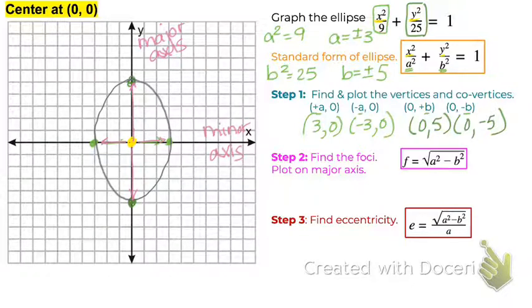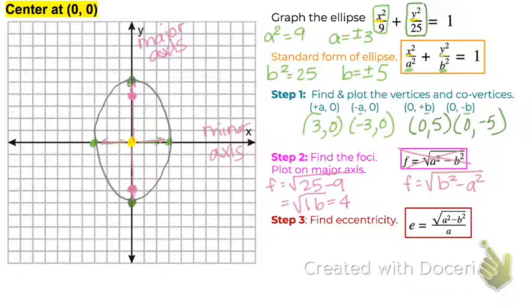So the foci are the distance from the center along the major axis. And the formula changes slightly. Instead of it being the square root of a squared minus b squared, it's b squared minus a squared. It's always the big number minus the smaller number. So it would be 25 minus 9, which is the square root of 16, which is 4. So the foci are 4 units away from the center along the major axis, so it would be 4 units up from our center and 4 units down.